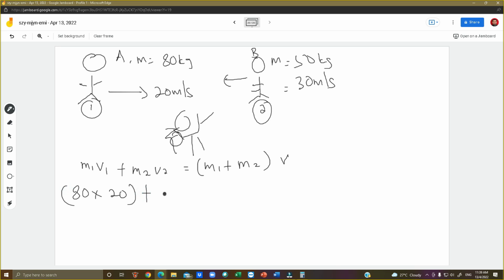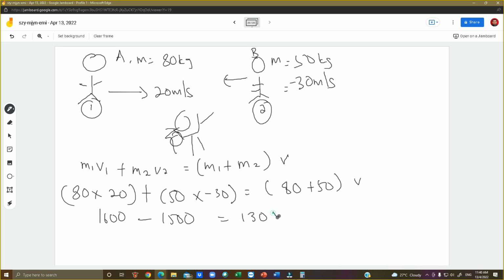Tambah m2 50. Now is the tricky part. M2 moves in the opposite direction, so this one is going to be negative. Tu kena ingat tu. 30 sama dengan (80 tambah 50) V. Ni dapat apa ni? 80 kali 20 is 1600, tambah 5 kali 3, 15, 1,500, tapi tolak jadi tolak, sama dengan 80 tambah 50, we have 130 V.